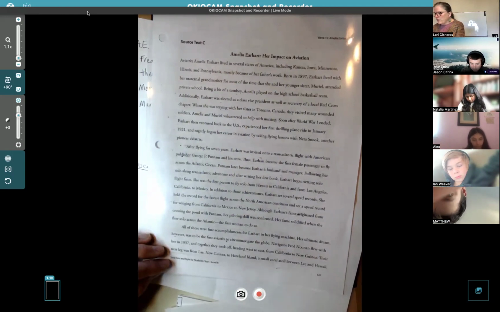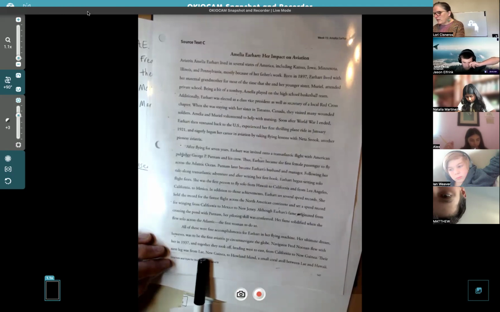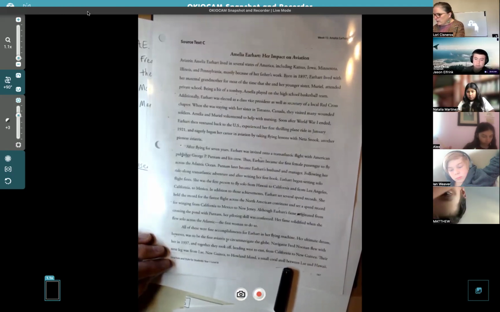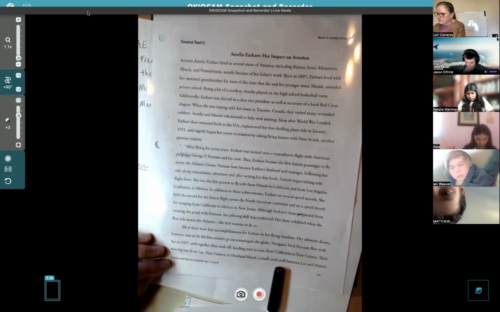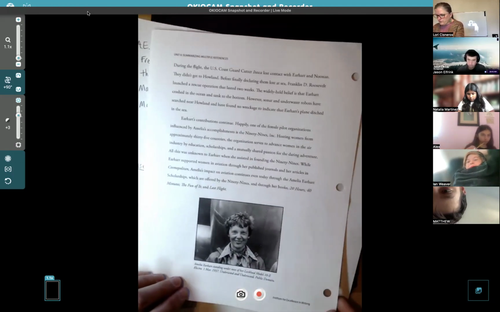Navigator Fred Noonan, we already mentioned him, flew with her in 1937, and together they took off, heading west to east from California to New Guinea. Their next leg was from Lae, New Guinea to Howland. We got all that. A small coral atoll between Lae and Hawaii. I think that just means like in the ocean, coral. Okay, I'm gonna keep going. Hopefully there's more stuff on the back.